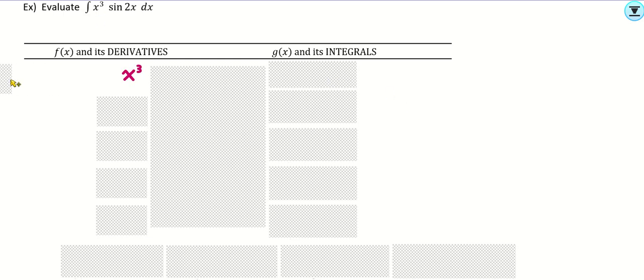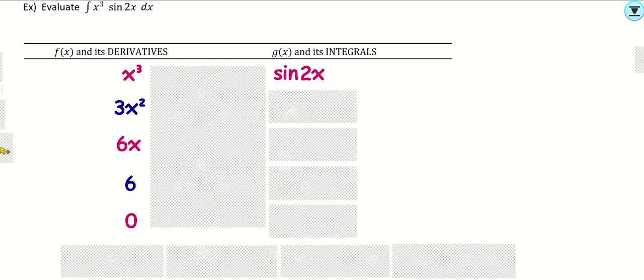So like you probably guessed, we're going to be taking the derivative of x to the 3rd, and we're going to be taking the integral of the sine of 2x. So this left column, leave some space, don't write it too close, right underneath. You know, leave some vertical space. Take the derivative again, take the derivative again until you get to 0. Okay, finish copying that down.